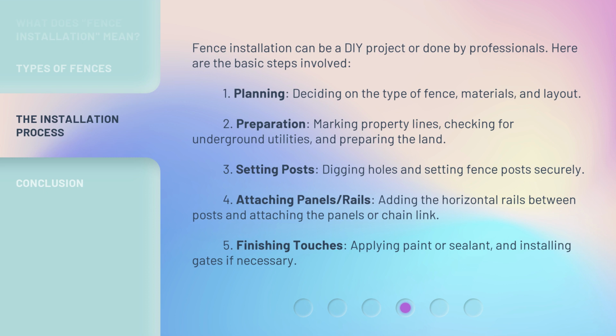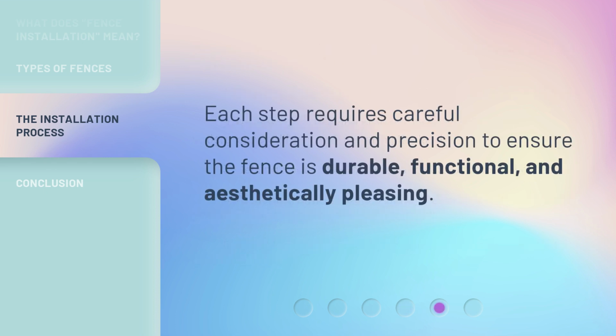4. Attaching panels, rails. Adding the horizontal rails between posts and attaching the panels or chain link. 5. Finishing touches. Applying paint or sealant, and installing gates if necessary. Each step requires careful consideration and precision to ensure the fence is durable, functional, and aesthetically pleasing.